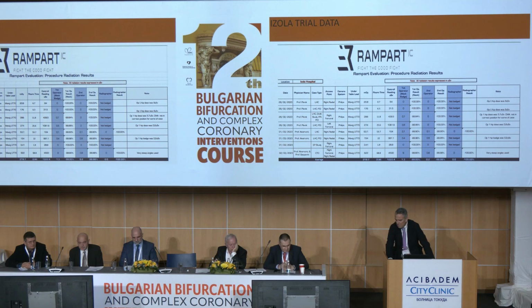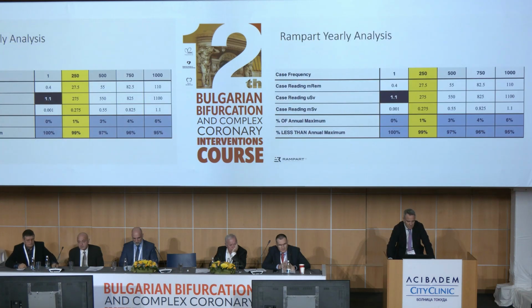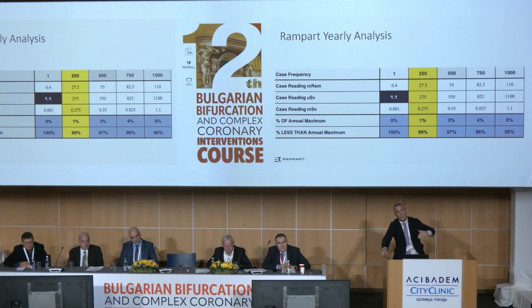Me and Gabriele were doing one really tough case at our meeting, the CTO one, which was really long, and the protection was like, the first operator got 9 microsievert and second 0.8. So the protection is really good, and the doses were really low. So the yearly analysis of this would be, as I told you, as in studies, 1% of annual maximum if I would do 250 procedures with the system yearly.